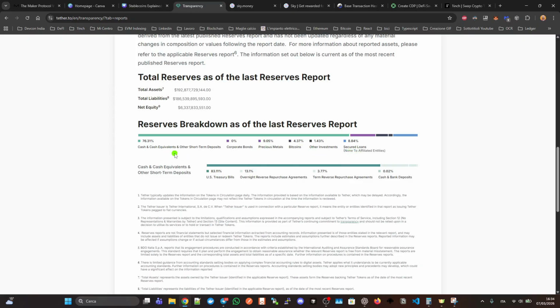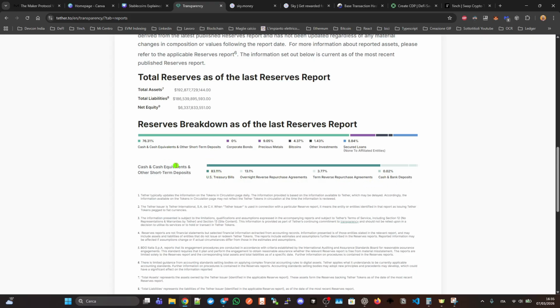I think, okay, this part here, they make a deep dive in this part. So they say that for cash and cash equivalents and other short-term deposits, there is a breakdown which is 83% US Treasury bills, here overnight reverse repurchase agreements, term reverse repurchase agreements, and so on.